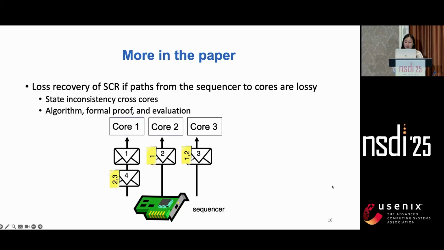And we also propose a loss recovery algorithm in our paper. And I wanted to mention this is only needed if the path from the sequencer to the core is lossy. If we use NIC or use PFC, actually we don't need this algorithm. And if, for example, this packet is lost, there might be state inconsistency across cores. In our paper, we propose an algorithm to detect the loss and recover from it. And we also provide the formal proof and evaluation.